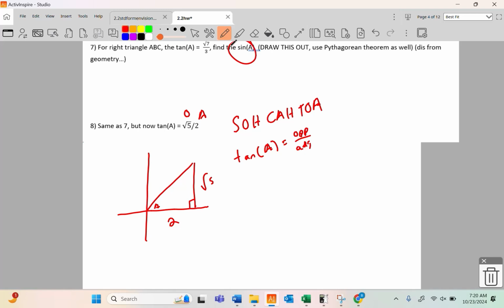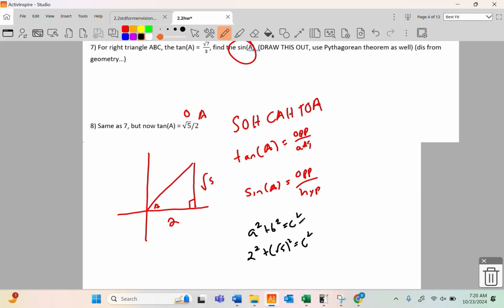Now, I'm tasked with finding the sine, and sine is opposite over hypotenuse. And you'll notice that's what you don't have. So you got to do a little Pythagorean theorem to figure out the hypotenuse. And it's not hard. So we do a little a squared plus b squared equals c squared. 2 and root 5.